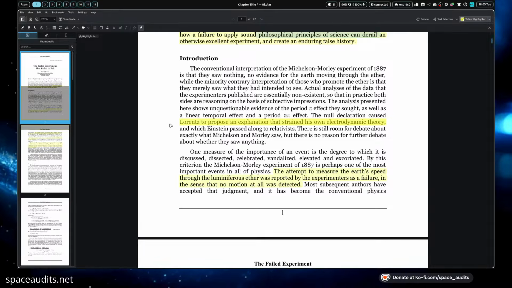And Lorentz's electrodynamic theory, quick recap: he was using Voigt's transformations to describe the timing and spacing of the waves he was measuring of the electron when he was doing interferometry with that, not actual length contraction and time dilation as is modernly reinterpreted. But in the context of what he was doing, that's what he was working with, which Einstein passed along to relativists. So when Einstein came along and took the exact same framework that they were all using and just removed the ether component and said that the actual coordinates of time and space are contracting, that's the only thing that was different mathematically between the theories. Same exact framework. There is still room for debate about what exactly Michelson and Morley saw, but there is no reason to further debate about whether they saw anything.